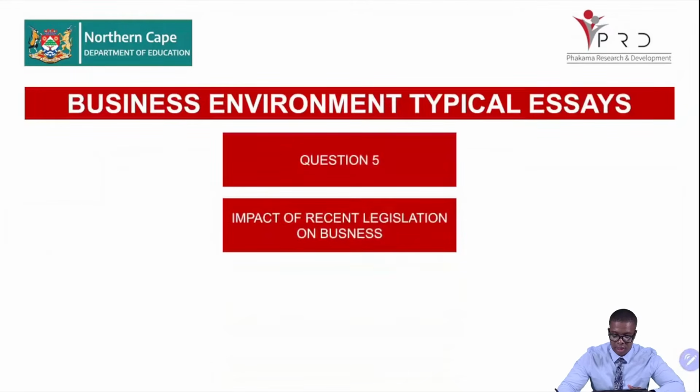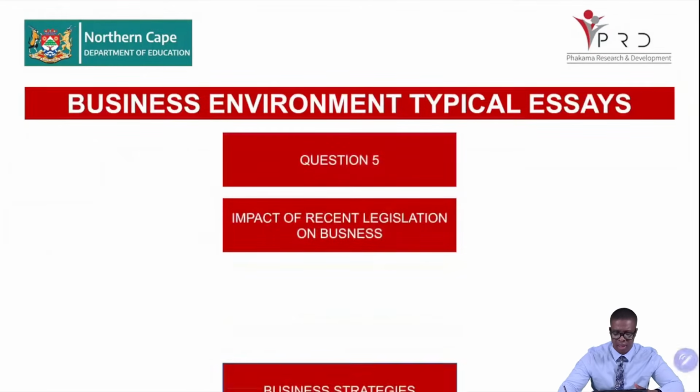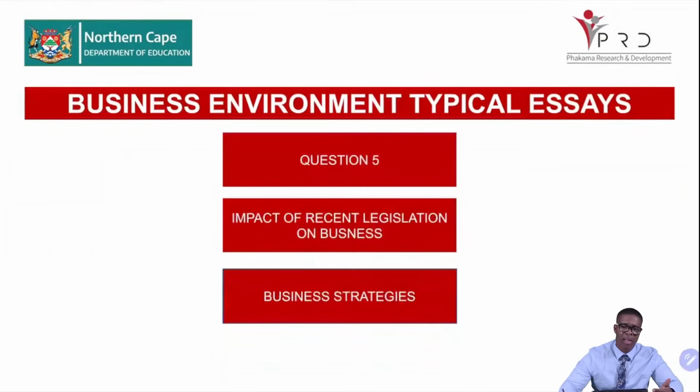For question 5, the question might be on the impact of recent legislation, meaning out of the 8 legislations, one of the legislations might be an essay. And then another one is business strategies, and it can also be assessed as an essay under question 5. But business sectors and their environment cannot be assessed as an essay because they have little content which would not test the real art of writing an essay.